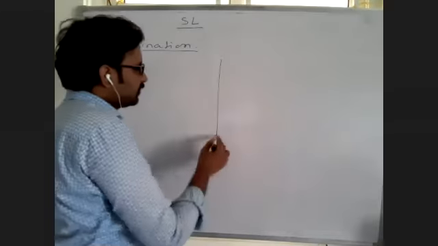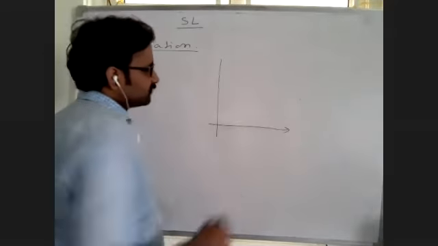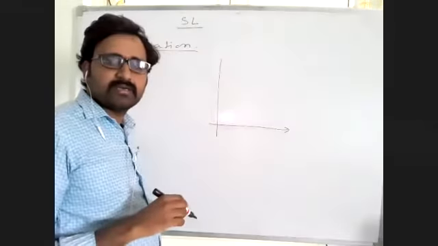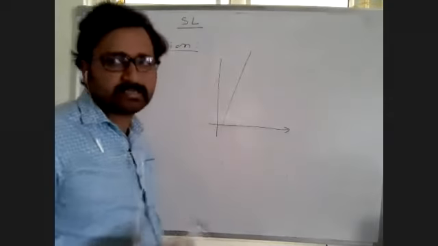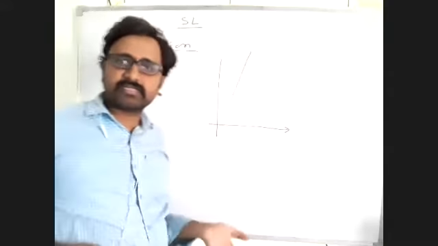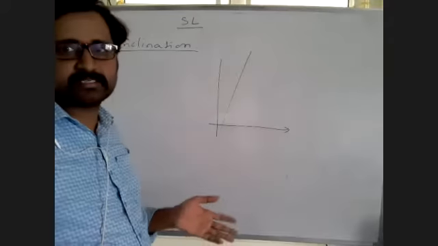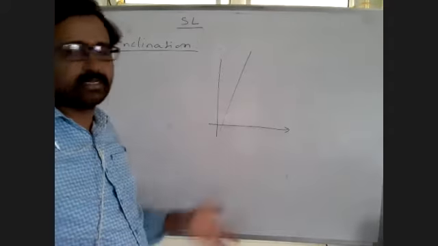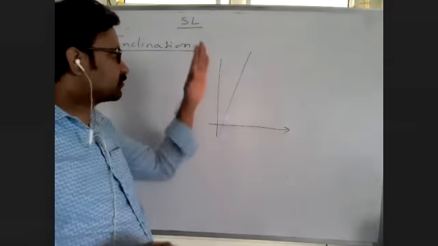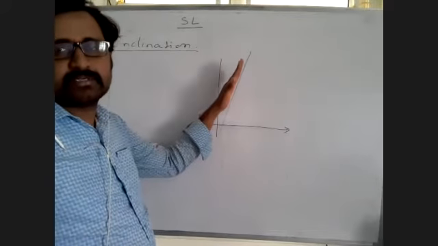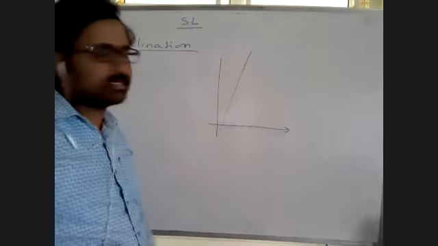Vertical line means it will be like this. Horizontal line means it will be like this. Non-vertical line means it will be like this: not the x-axis, not the y-axis, not parallel to the x-axis, not parallel to the y-axis. That is called a non-vertical line. We have to discuss lines like these only.